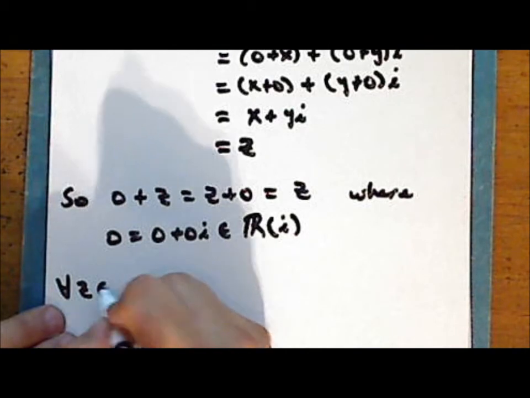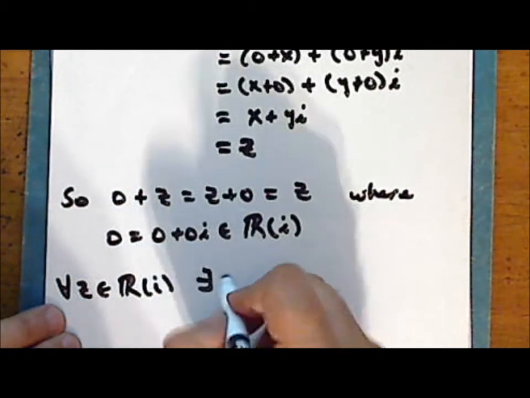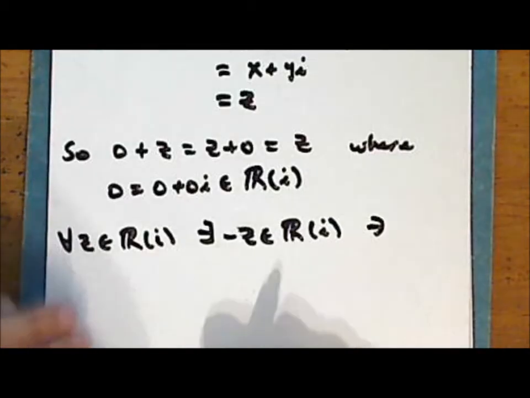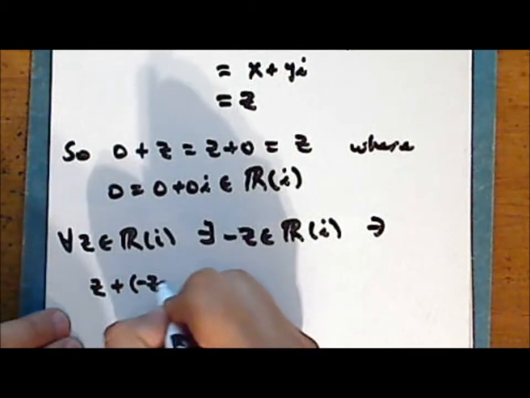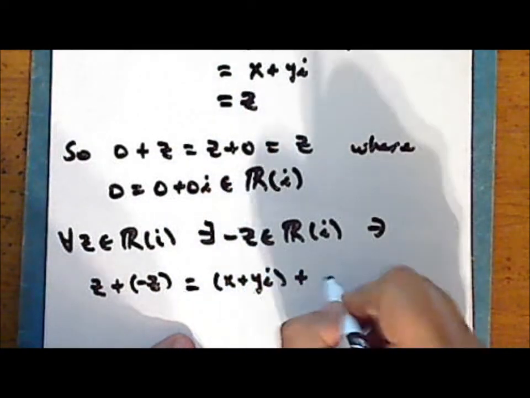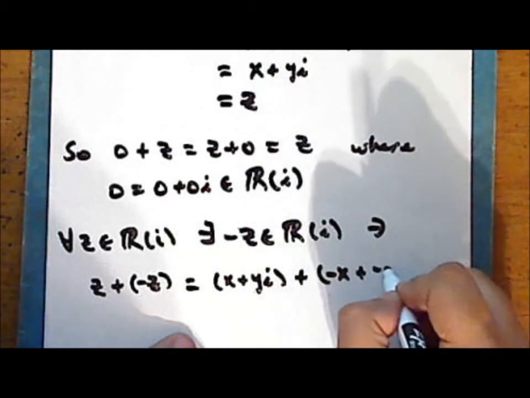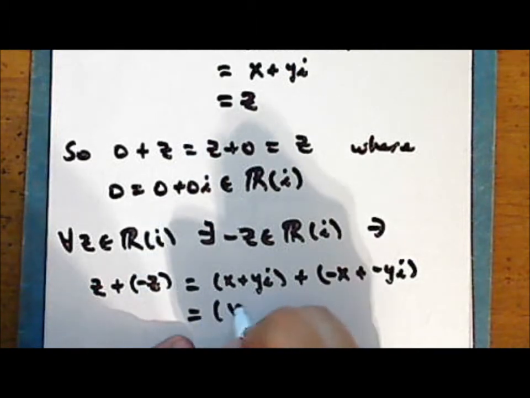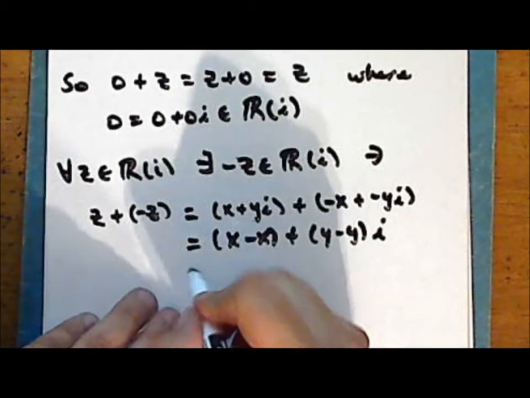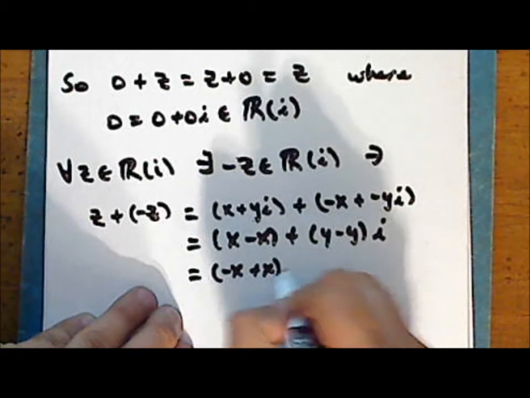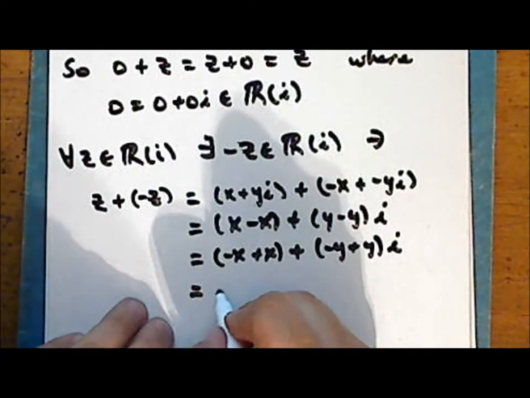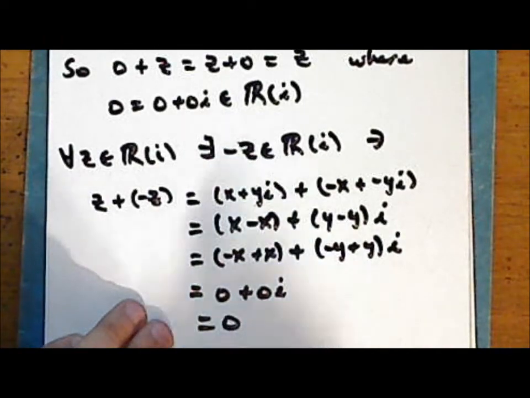And for every number z in this set, there exists the negative of that z also in the set, such that z plus the negative of z is x plus y times I plus negative x plus negative y times I, which is x minus x plus the quantity y minus y times I. This is the same as negative x plus x plus the quantity, negative y plus y times I, which is 0 plus 0 times I, which is the additive identity.